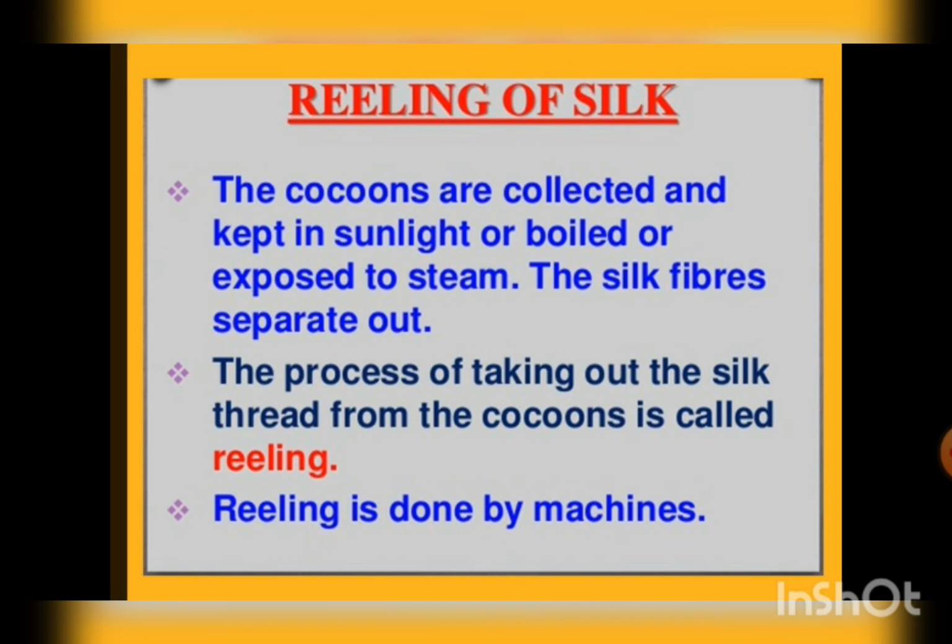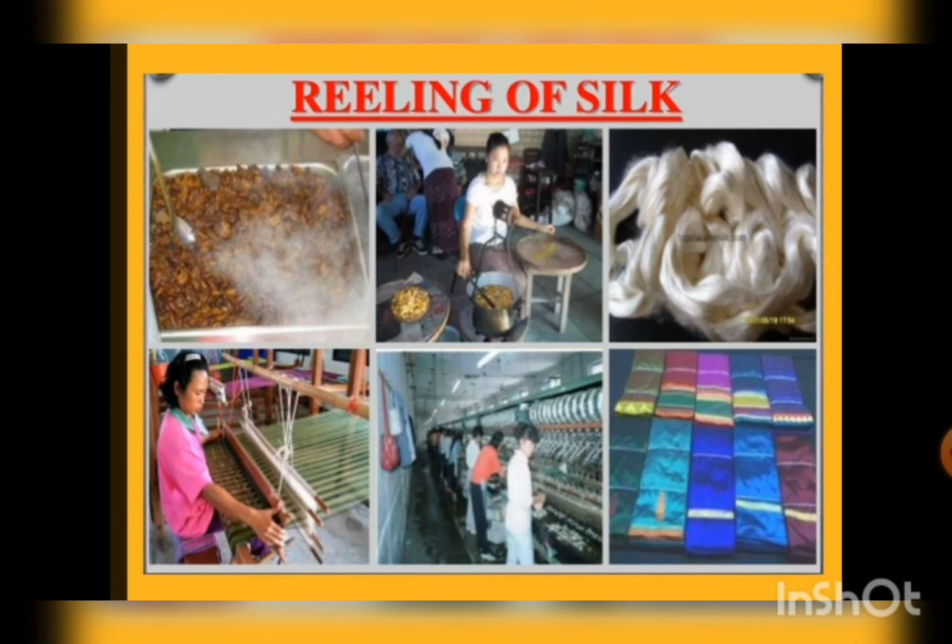Then the reeling of the silk. The cocoons are collected and kept in the sunlight, or boiled, or exposed to steam. The silk fibers separate out. The process of taking out the silk thread from the cocoons is called reeling. The reeling is done by machines, and the separation of the silk is done by machines. This is the process of reeling of the silk. See, first the cocoons are boiled or kept under steam, then the silk fiber is obtained.